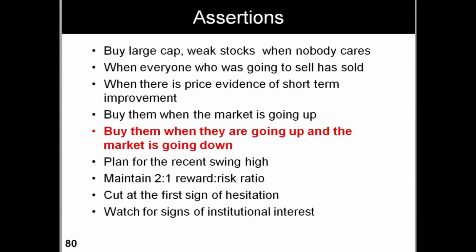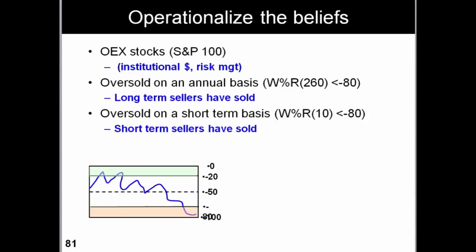Now, let me operationalize these beliefs, by which I mean let me put them into something that I can code or pseudocode and define with some precision. So I want to buy the large caps, so that would be the OEX or S&P 100 symbols and large cap ETFs, very liquid ETFs. And that's where I get the institutional money potential and a certain amount of risk management, in that I don't think they'll go to zero overnight. Not that they won't go to zero, go out of business, but on a swing trade basis, I have some belief that they could last long enough for me to get out at a price better than zero.